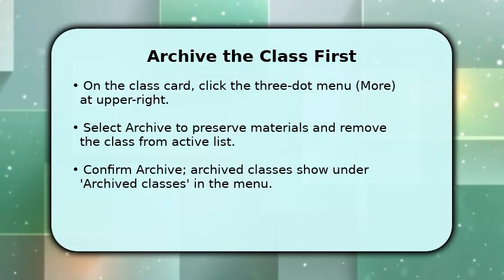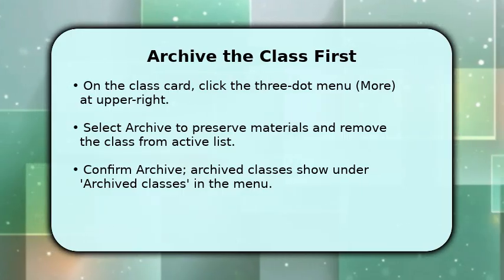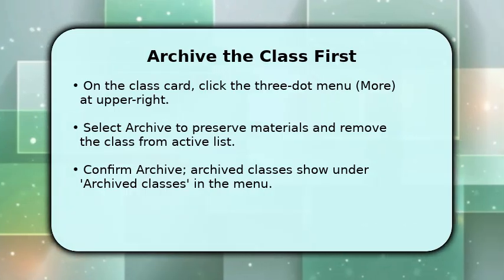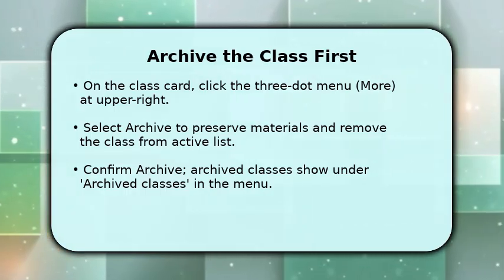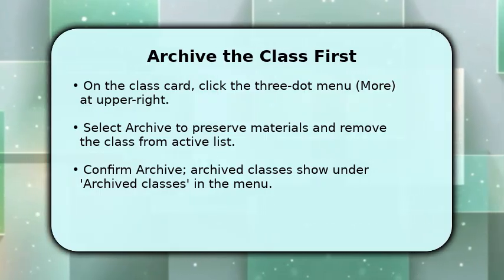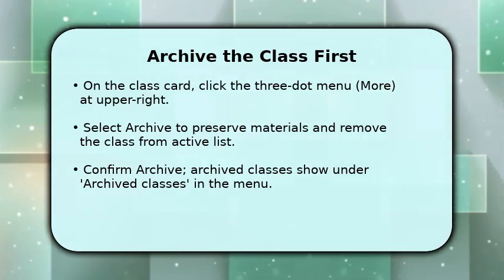Once done, open the main classes page, pick Menu, Archived Classes to find it. Make sure you really want to archive first, because only archived classes can be permanently deleted. Proceed to deletion after verifying the archive appeared in that list.